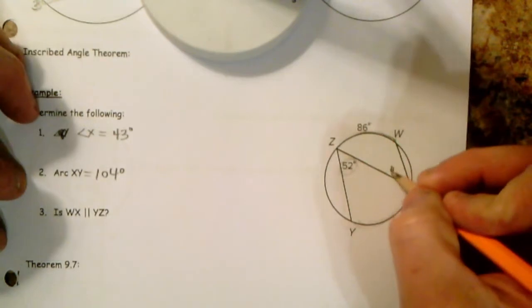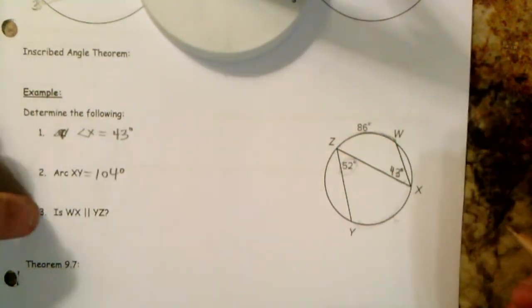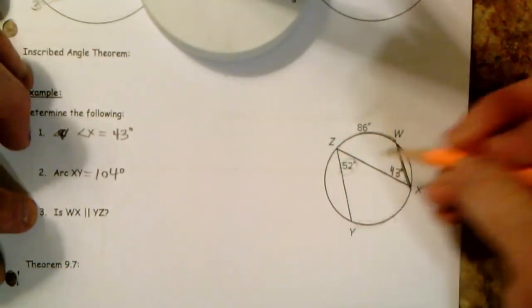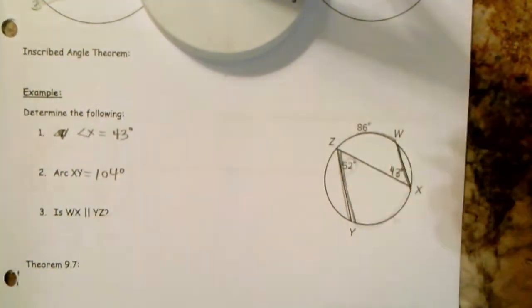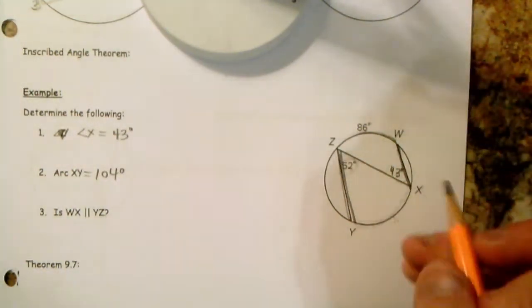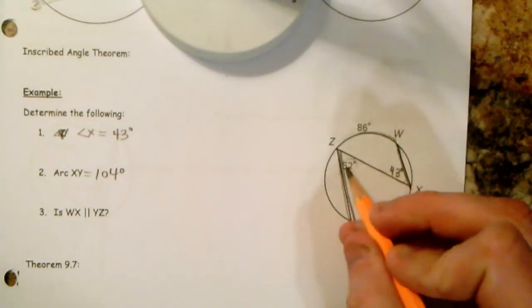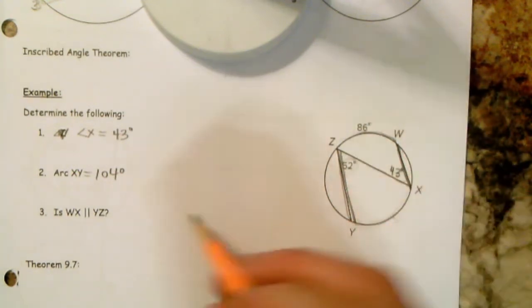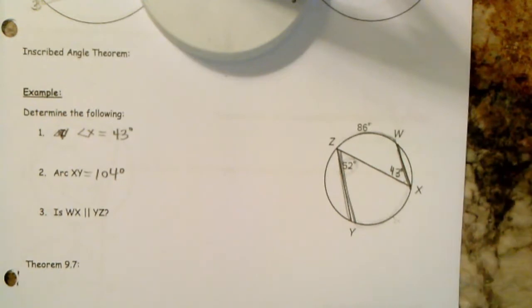Okay. Now, the next question says this: are these lines parallel? Is this line right here parallel to this line right here? Well, sure, why not? They look parallel, right? No, they're not parallel because the alternate interior angles are not congruent, okay? So, again, in order for lines to be parallel, the alternate interior angles must be congruent. We don't have that, so the lines are not parallel, okay?